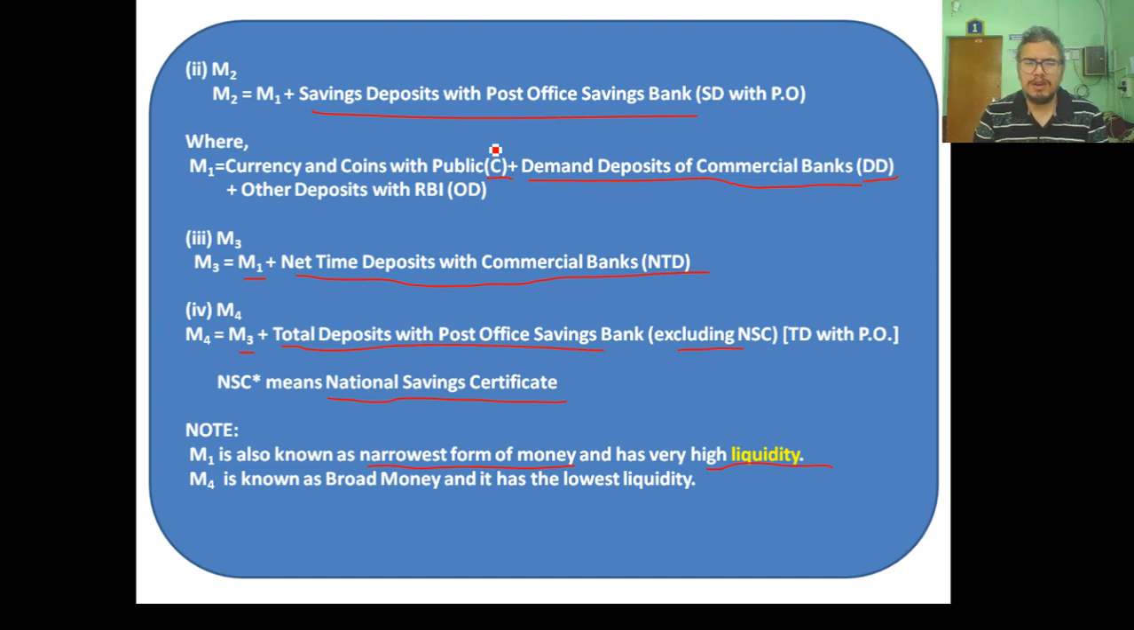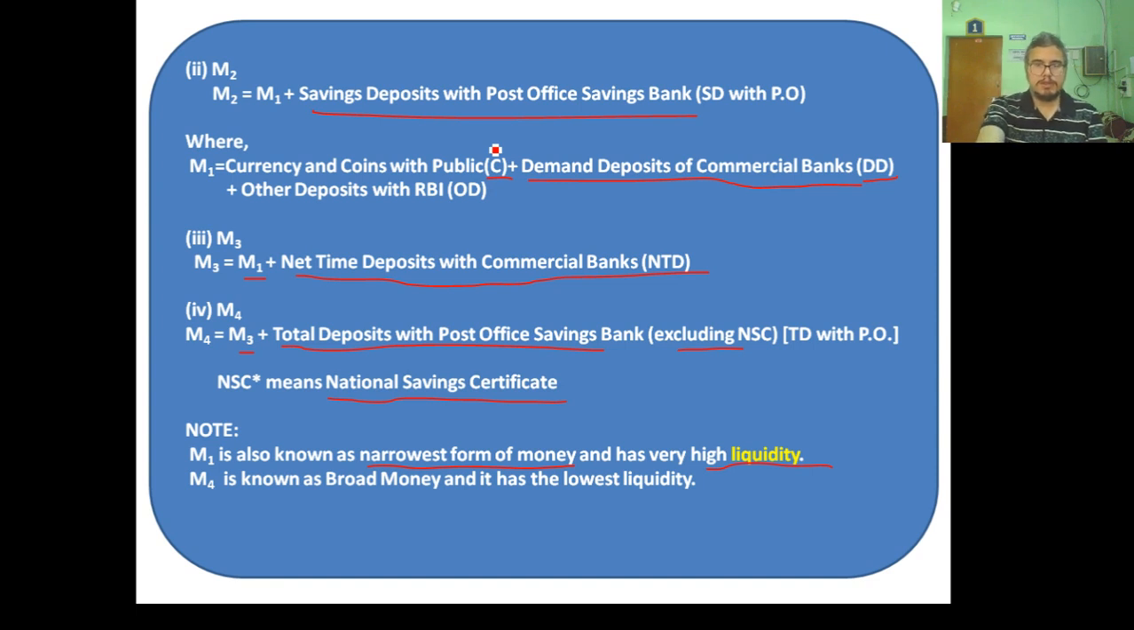So M3 and M4 combined together can be treated as broad money, but if we say M4, then M4 is the broadest form of money and M1 is the narrowest money or the narrow money. Okay, hope you have understood till here.